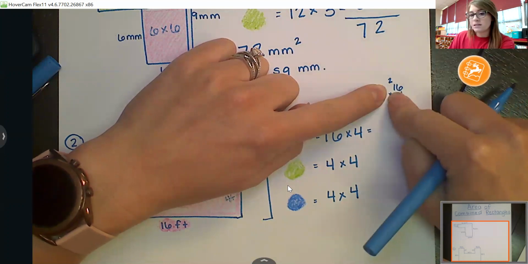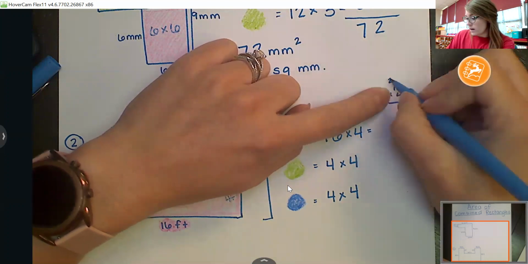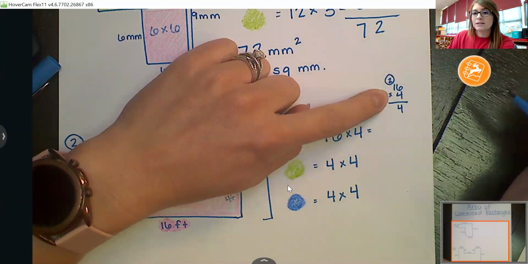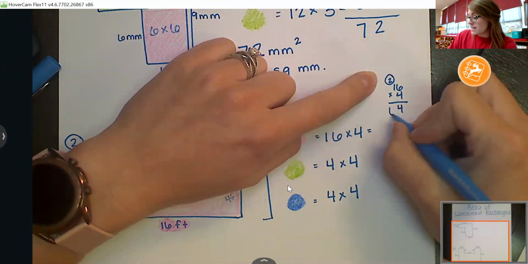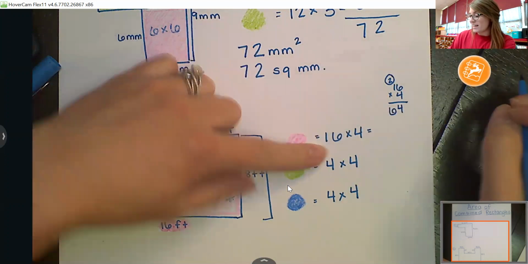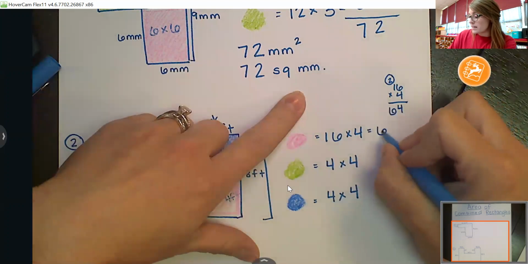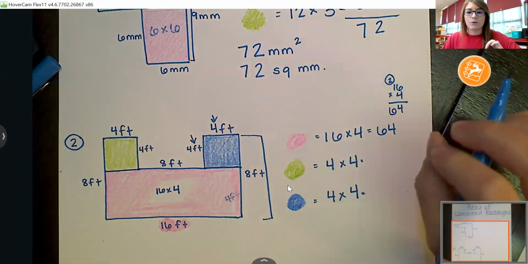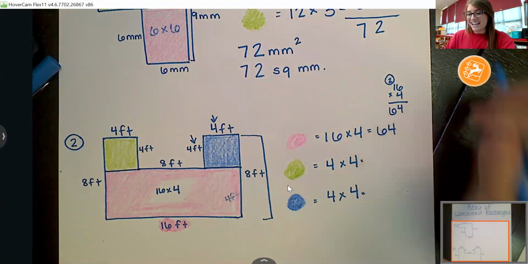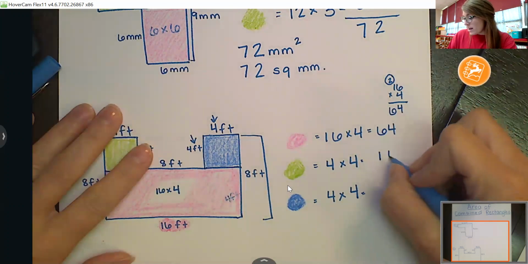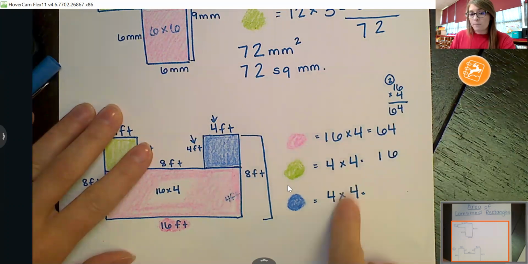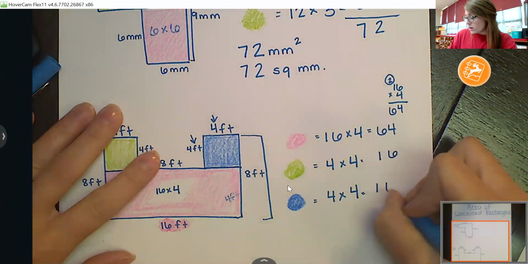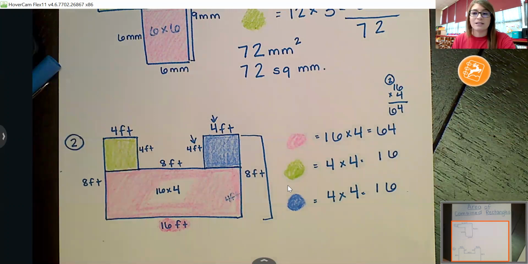4 times 1 is 4. Very good. Plus 2 more is 6. Fantastic. All right. So 16 times 4 is 64. What about 4 times 4? What is 4 times 4? 16. Awesome. So I'm going to have 16 for both of these 4 by 4 squares.